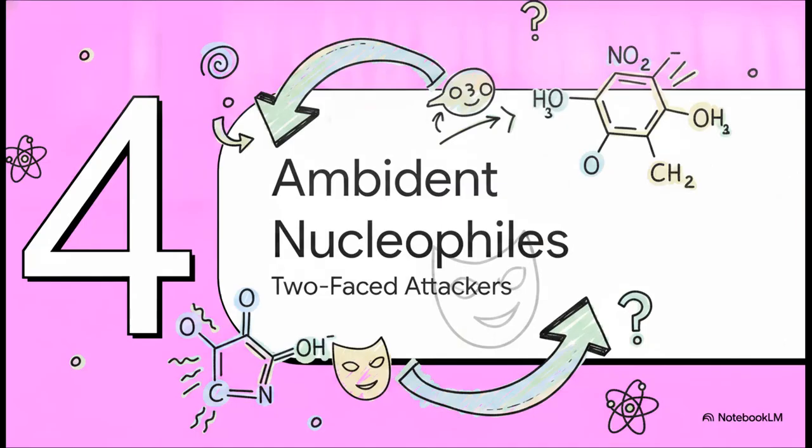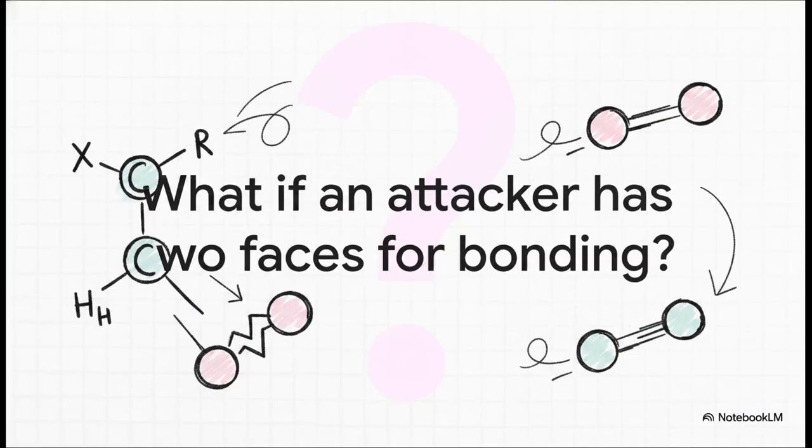Moving on to Section 4, ambident nucleophiles, two-faced attackers. We've seen how predictable this substitution can be. But now it's time to pivot and introduce a really fascinating plot twist in our chemical narrative. I want you to imagine a chemical attacker that isn't just a simple, single-point spear.